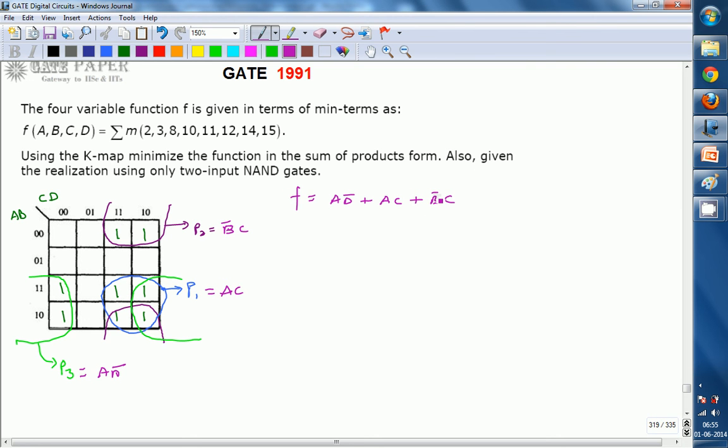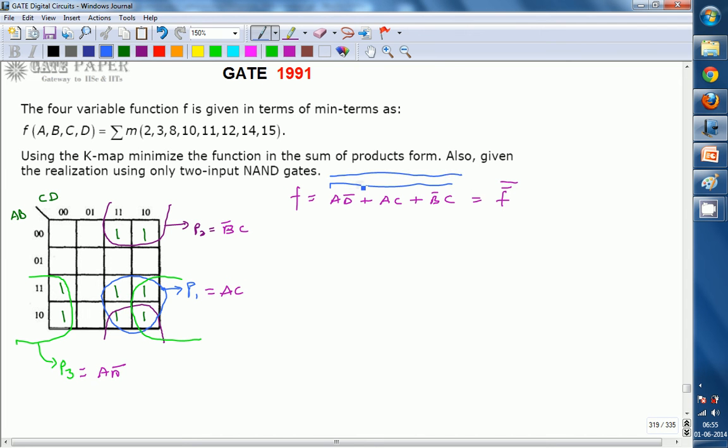So you can realize this using NAND gates. By that time you must think that you must use only 2 input NAND gates. So you write it as F double bar. F doesn't change its value if you take a double complement. So F double bar implies you are going with 2 complements. I am writing like this: this is the first complement and this is the second complement.